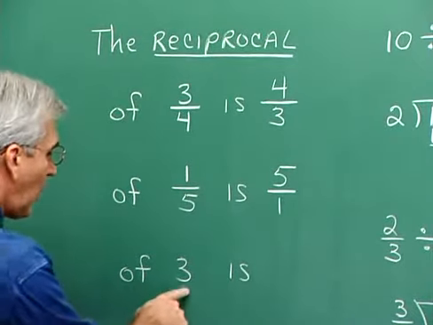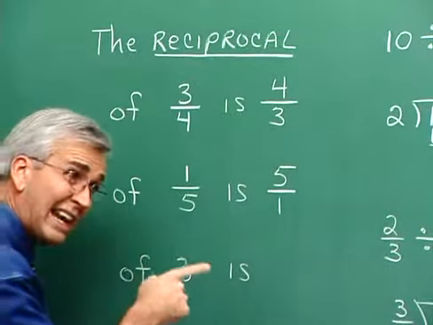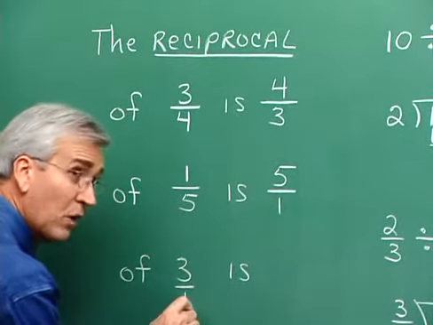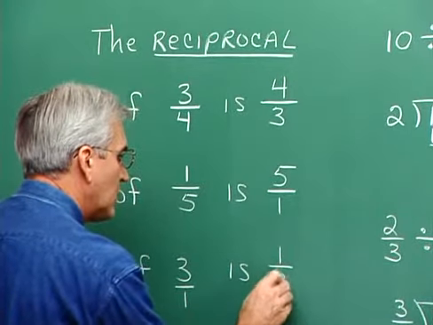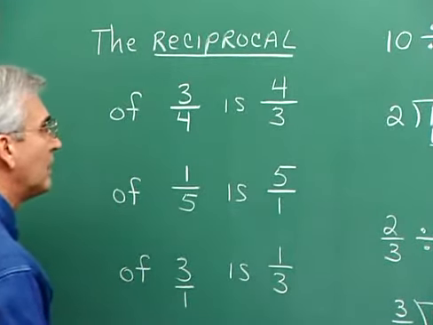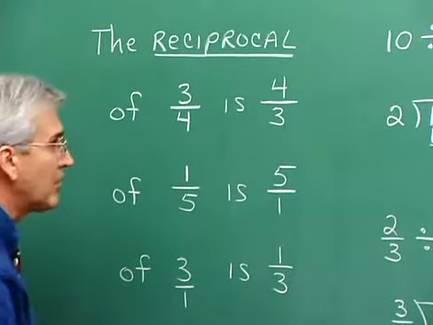Now the reciprocal of a whole number like 3 is, well, to see what it is, we think of 3 as being 3/1. So now flip this over, you see, and it becomes 1/3. So we can have reciprocals of whole numbers as well as fractions. Now, let's talk a little bit about division.